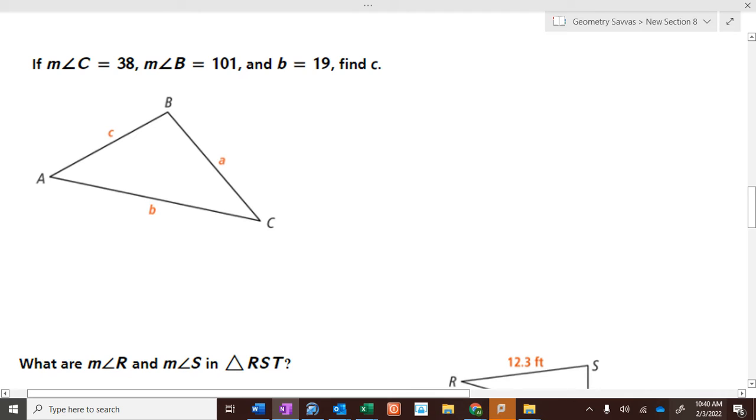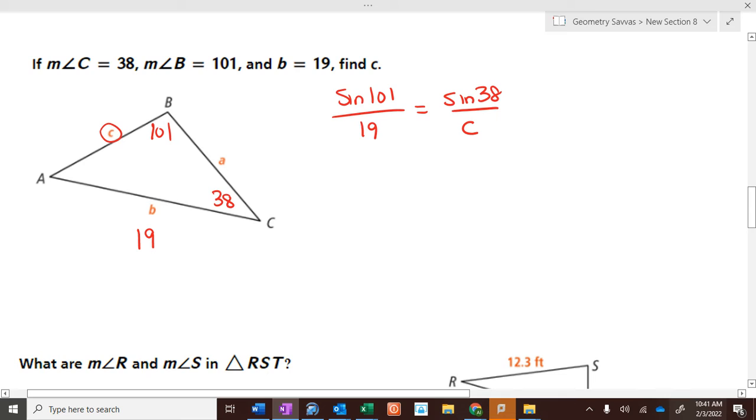All right. Angle C is 38 degrees. Angle B is 101 degrees. Side B is 19. We want to find side C. Do we know opposites here? Yes. So I write the sine of 101 over 19 equals, to find C, the sine of 38 over C.